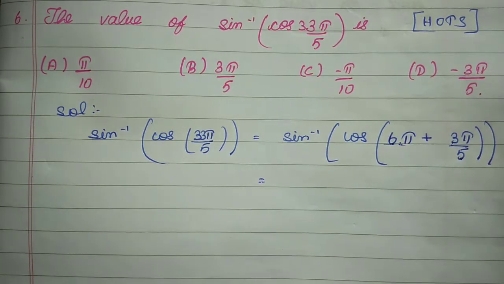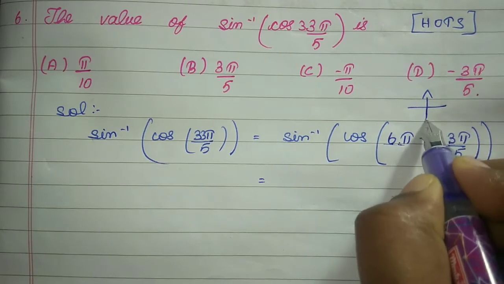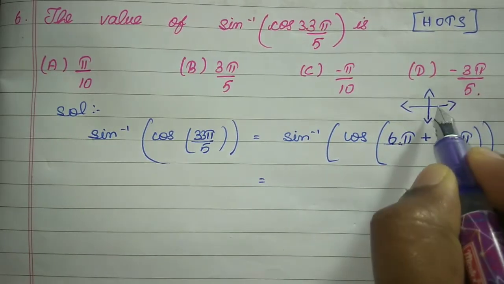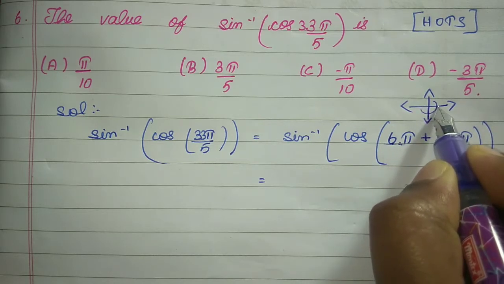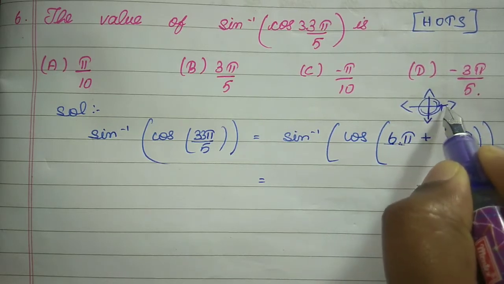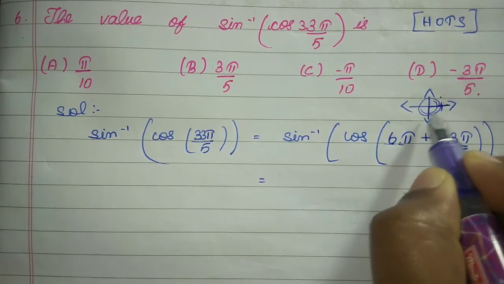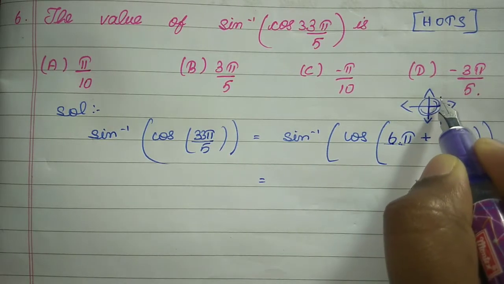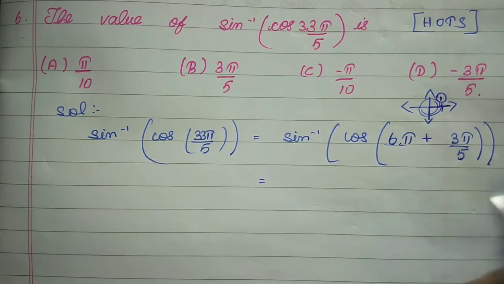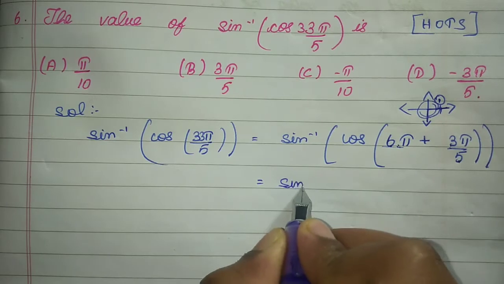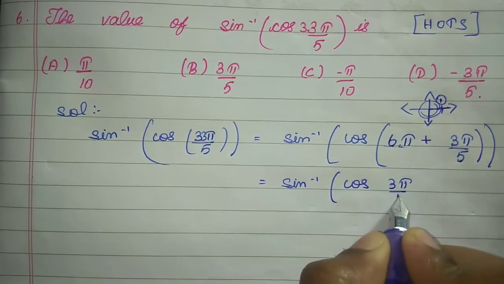Just see, this is the quadrant. 2 pi is one full rotation, 4 pi will be the next rotation, and 6 pi will be the third rotation. So 6 pi means it will be here. Then 6 pi plus 3 pi by 5 means it will be in this quadrant. In the first quadrant, everything is positive, so directly we can write sine inverse of cos 3 pi by 5.